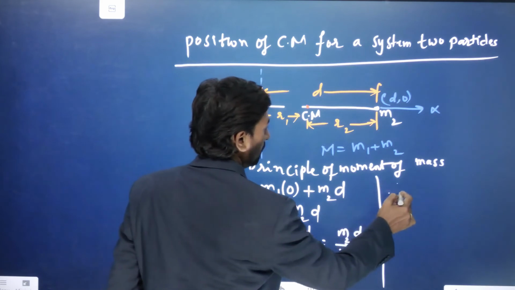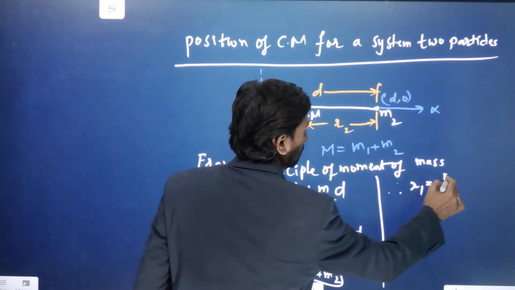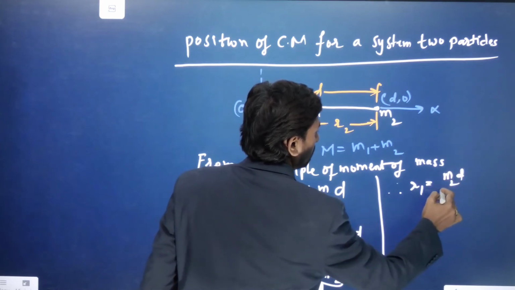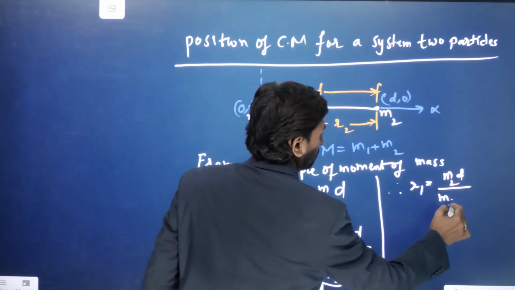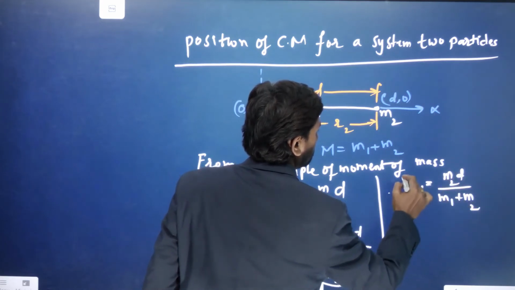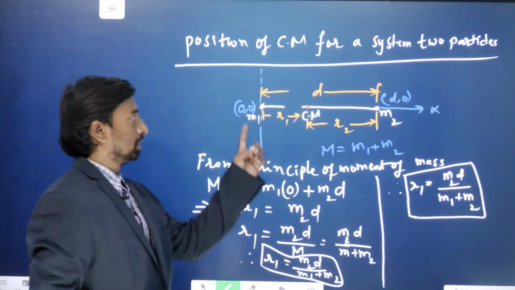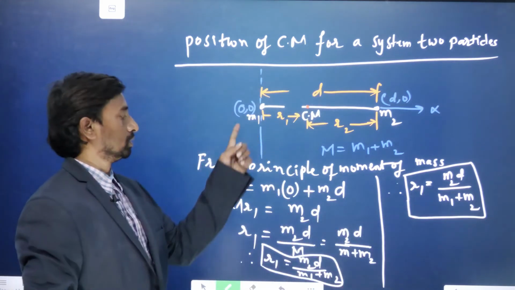Otherwise I write r1 is equal to m2d divided by m1 plus m2. This is the position of the center of mass from particle 1, which is placed at the origin.